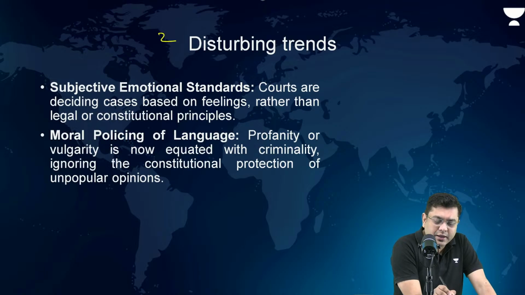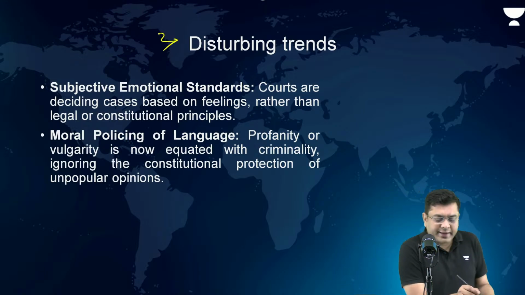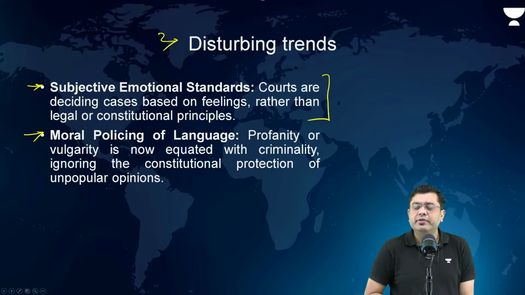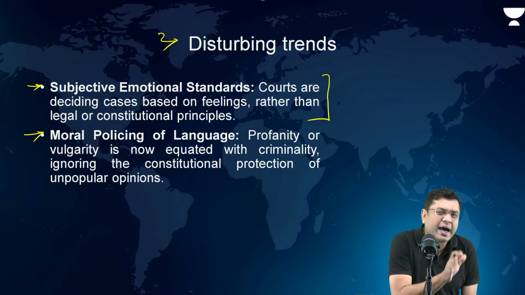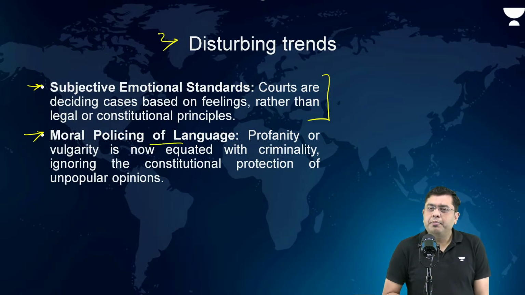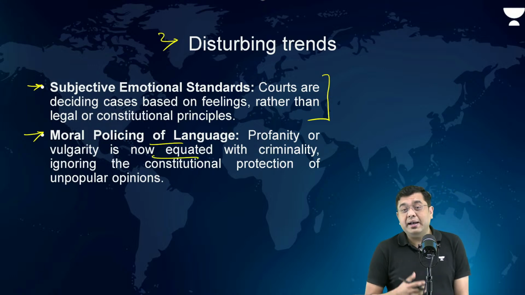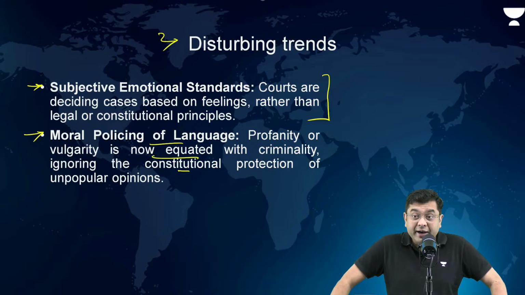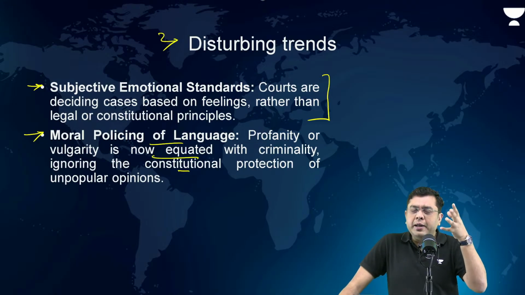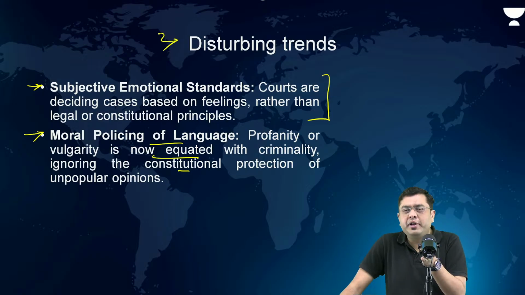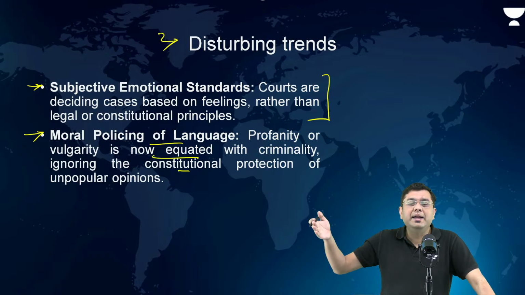Now, there are certain disturbing trends which have emerged. I have summarized them in two points here: subjective emotional standard and moral policing of language. First, courts are deciding cases based on feelings rather than on whether they have caused damage to public decency, morality, or public order. Secondly, moral policing: profanity or vulgarity is now equated with criminality, ignoring the constitutional protection of even unpopular opinions. In fact, many of the older movies and many older artists across the spectrum of jurisprudence that we have now would fail that judicial test. So that is where we are drawing the line in the sand.